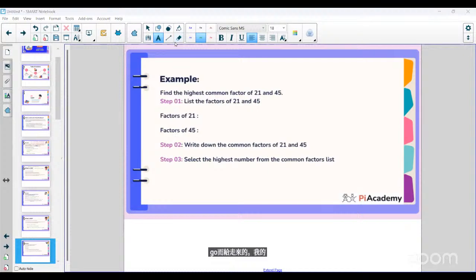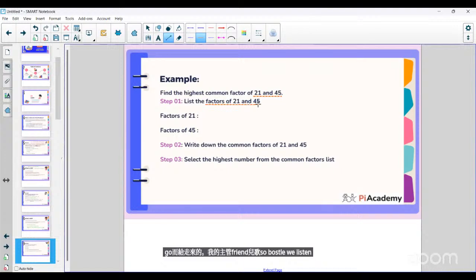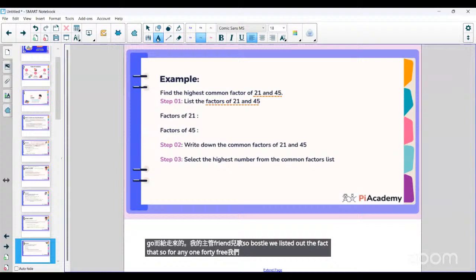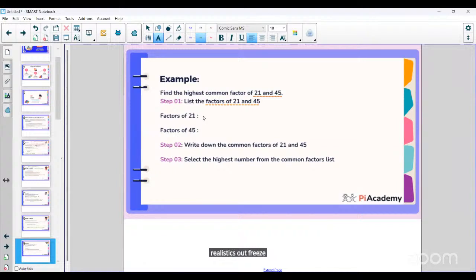What is the highest common factor of 21 and 45? Okay. So firstly, we are asked to list out the factors of 21 and 45. Can anyone help me list this out, please? What are the factors of 21?